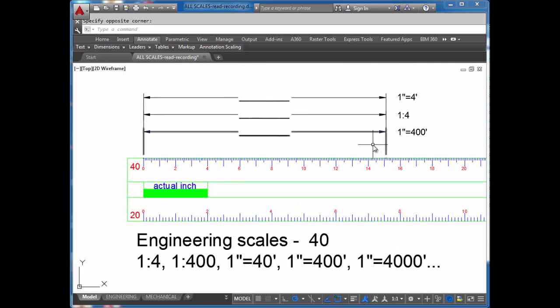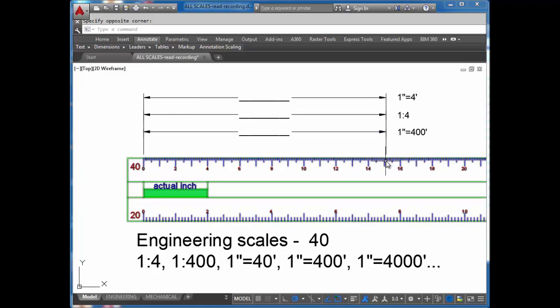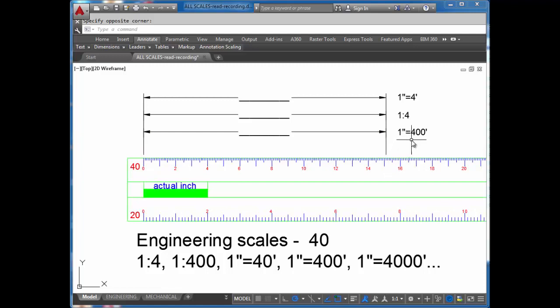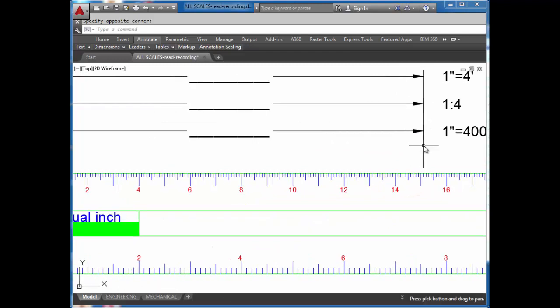We're going to take a look at 3 of the same dimensions, but we're going to apply different scales to that dimension so that we can see how our answer would change. Let's look at the first one.